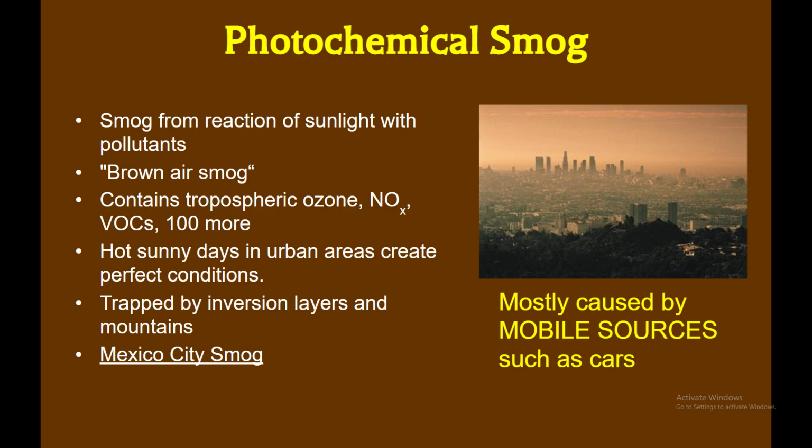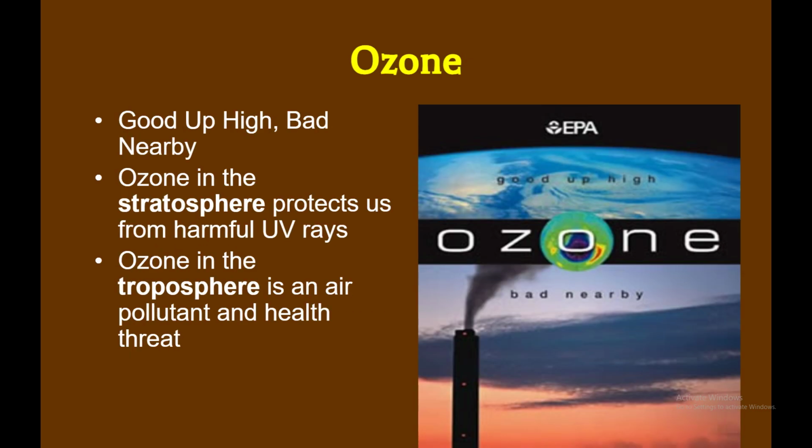Hot, sunny days, that's what it needs, and it's mostly caused by mobile sources such as cars and trucks and things that emit nitrogen oxides and VOCs. It can also be trapped by things like inversion layers, which I talked about earlier, and it can also be trapped by mountains and the geography. So if the city's in a valley and surrounded by mountains, it traps the pollutants and the photochemical smog in the area.